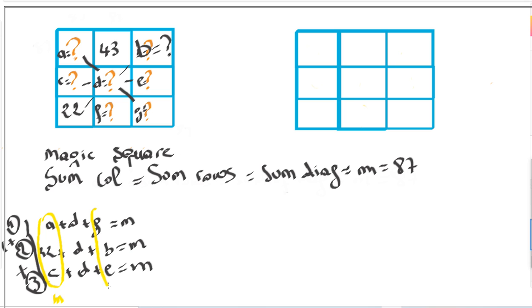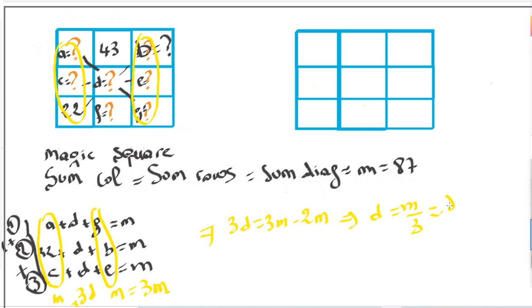G plus B plus E, which is this column right here, and A plus C plus 22 in the other column. So this one is M, this one is M, this one is 3D, and this one is 3M. Okay, so from here we can do 3D equals 3M minus 2M, and then D is equal to M divided by 3, which is 87 divided by 3, which is 29.